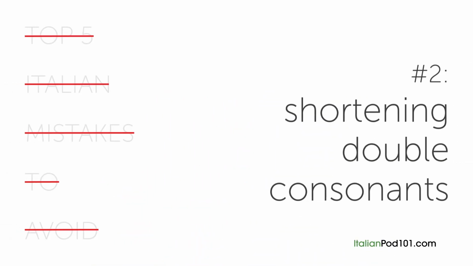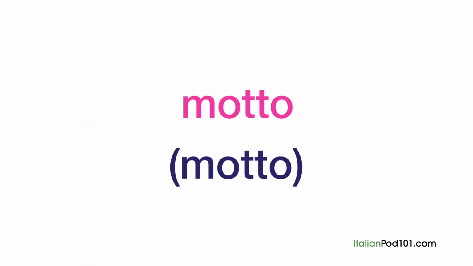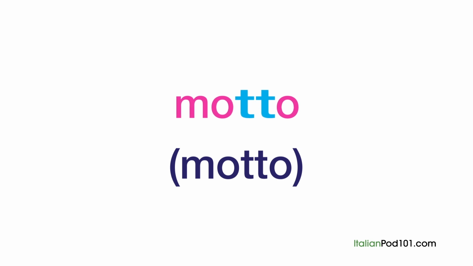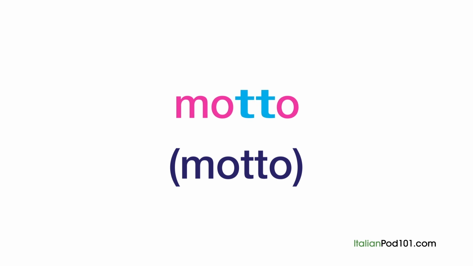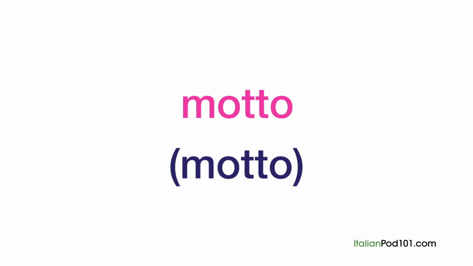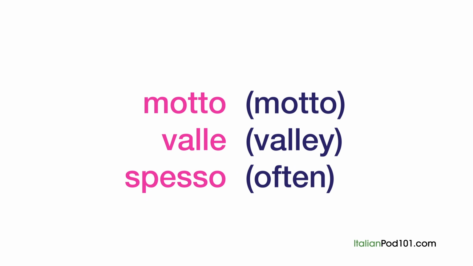Number 2. Shortening double consonant sounds. This is a common mistake because many students aren't aware that double consonants are actually pronounced for a longer duration in Italian than they are in English. To solve this problem, try to lengthen the sound a little bit longer than you would in English. In the following examples, pay attention to the duration that the double consonant sound is held for and try to imitate it for yourself.